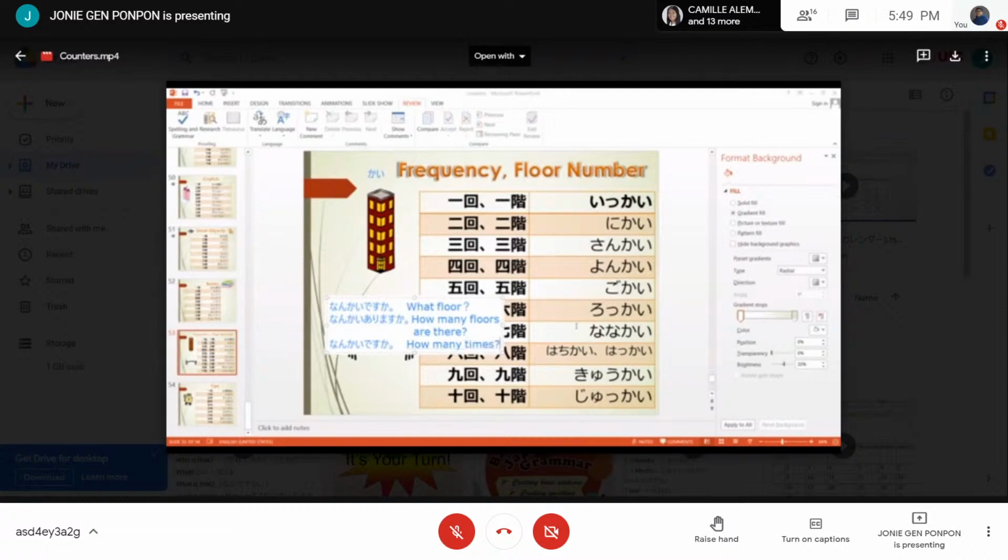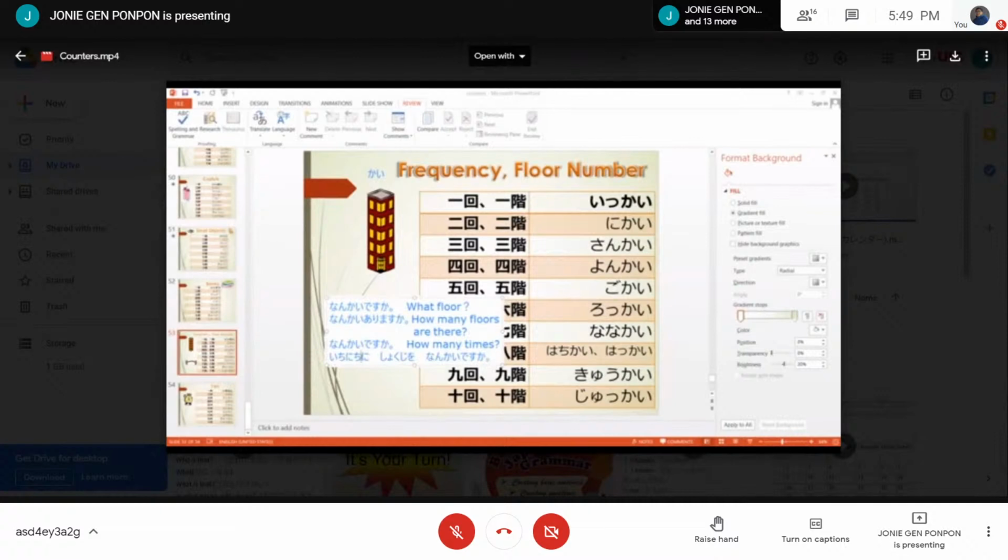So, 1日に食事を何回ですか? Okay, so let's say, 1日, you already know this 1日. Oh, this is a calendar. So, 1日に食事を, okay, 食事 is meal, 何回ですか? Okay, so 1日に is in one day.